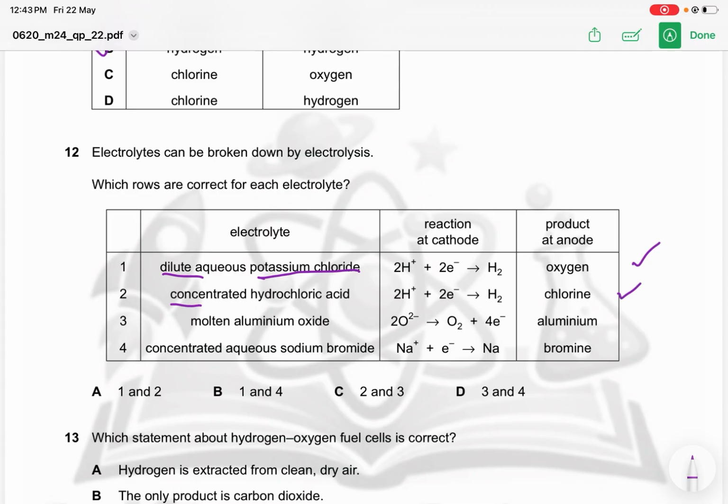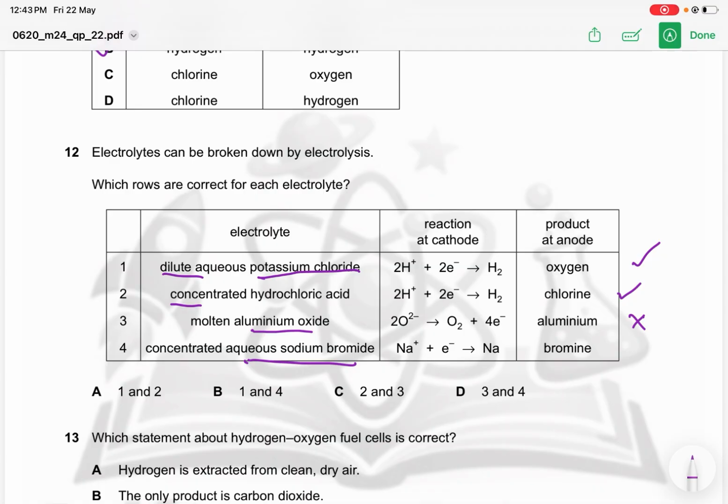For the third one, it's molten aluminium oxide. At the cathode, we should have aluminium, but they have given oxygen, and at the anode, they have written aluminium, whereas it should be oxygen. So they have written it vice versa. So the third is wrong.